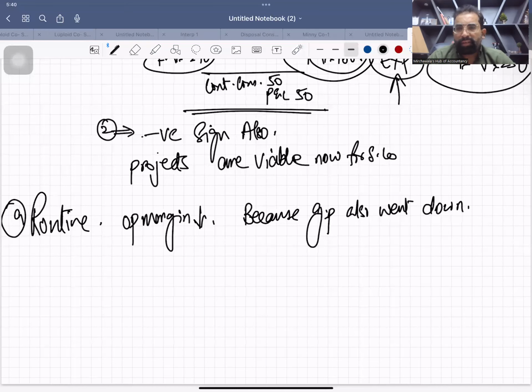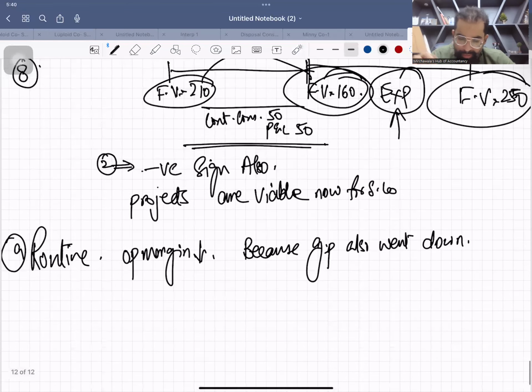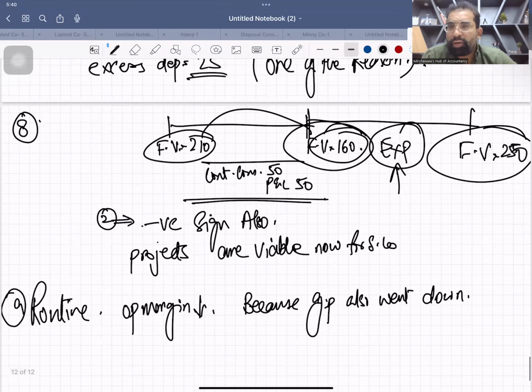So now, you can always connect this to the operating profit margin. Operating profit margin has a direct connection with operating expenses, the difference between GP and PBIT. So these are the points. This contingent consideration movement is always connected to operating margin.